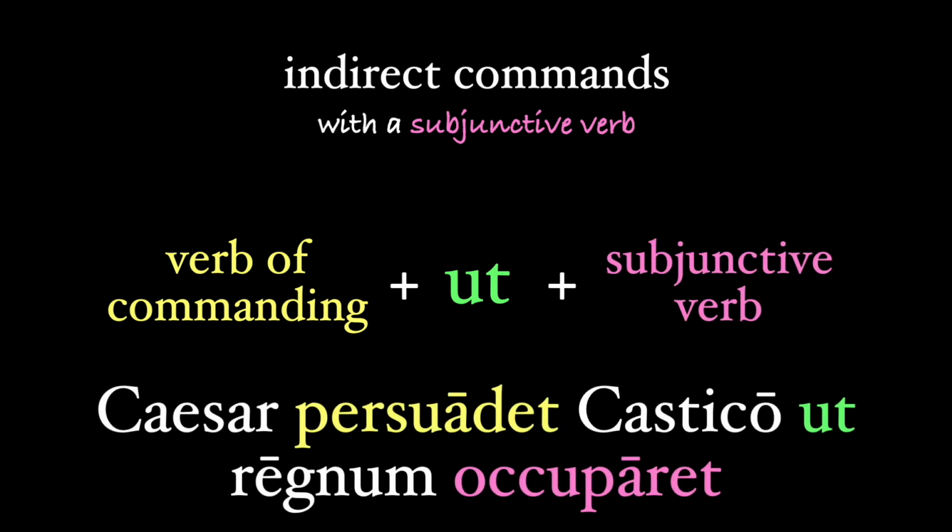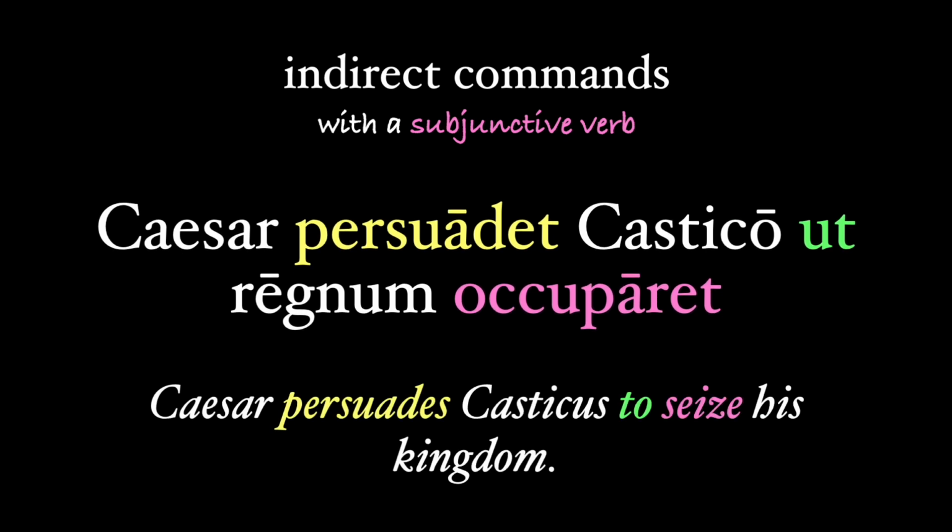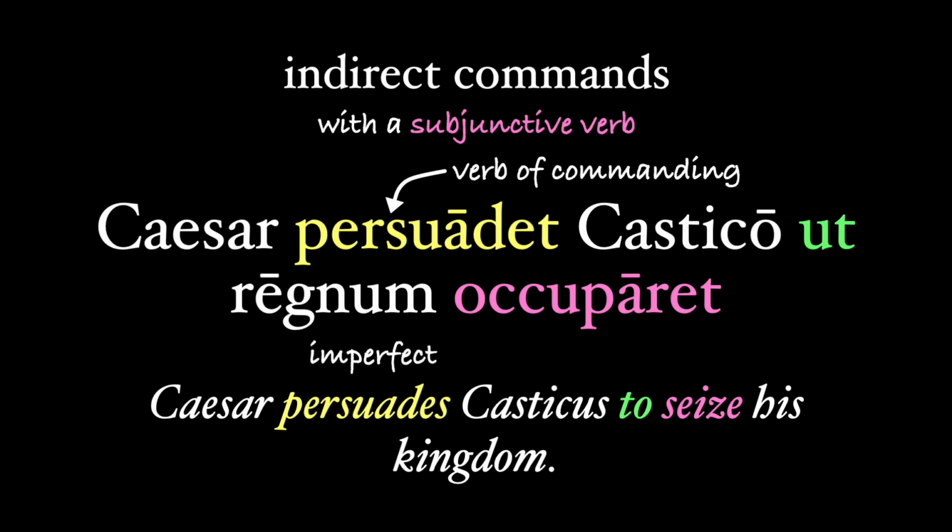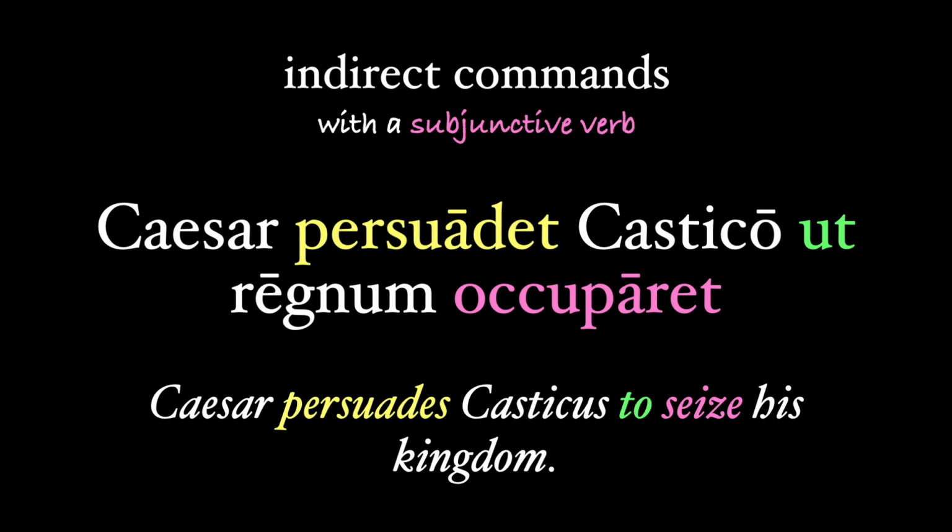Caesar persuadet Castico ut regnum occuparet. Caesar persuades Casticus to seize his kingdom, or seize power in his kingdom. Persuadet is our verb of commanding, and our command here is the ut clause with the imperfect subjunctive occuparet. Note that the most natural English translation treats the action in the indirect command as to seize.